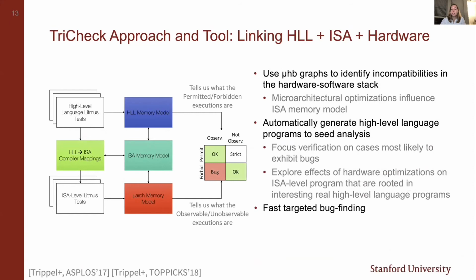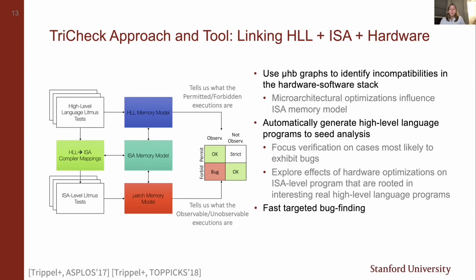One way in which I've used μHB graphs in my work is to verify that a given high-level language memory model, ISA memory model, compiler mappings from the high-level language memory model primitives to the ISA memory model primitives, and finally hardware implementation of the ISA all align on memory model requirements. In particular, we wanted to provide hardware designers with a tool to conduct early-stage analysis of their proposed designs with respect to high-level language programs that they intend to support. The goal is to catch hardware incompatibility bugs early in the design process.